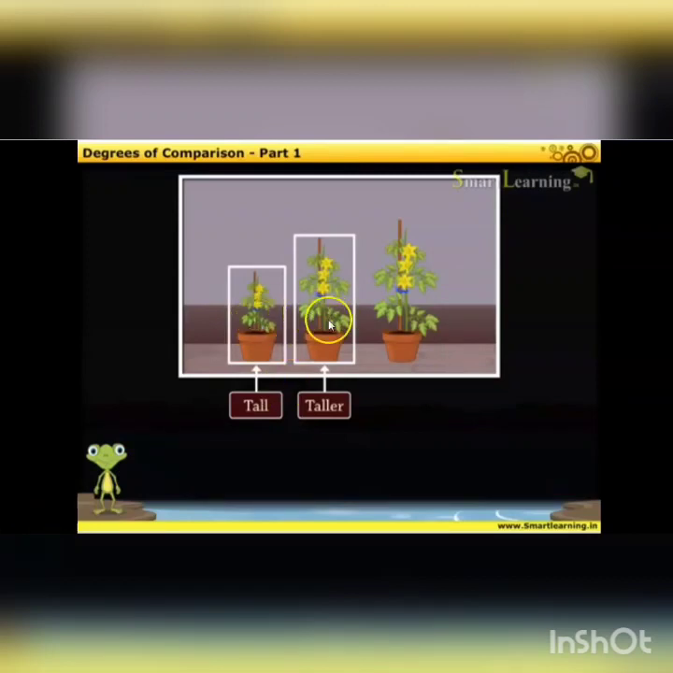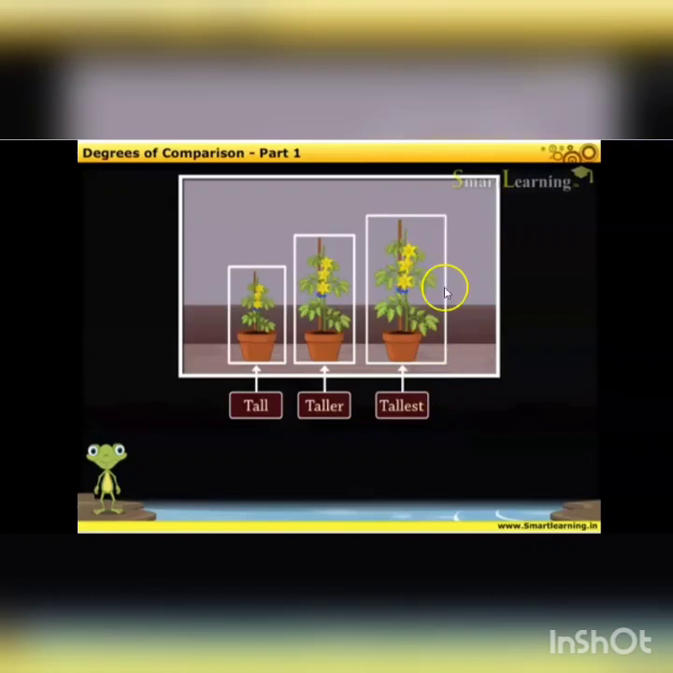Now there are 2 plants. We are talking about these 2 plants. So this plant is tall, but can you see this? This is taller than the first one. So that's why we wrote here, taller. And what about the third one? The third plant is tallest. So when we are talking about the first plant, it is tall. That is the original form of the word.